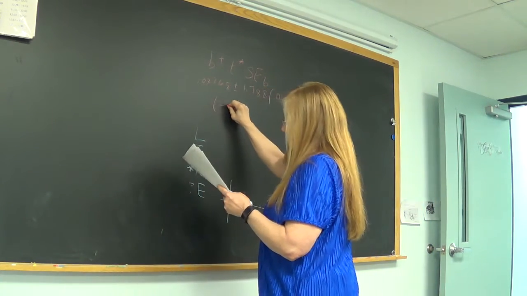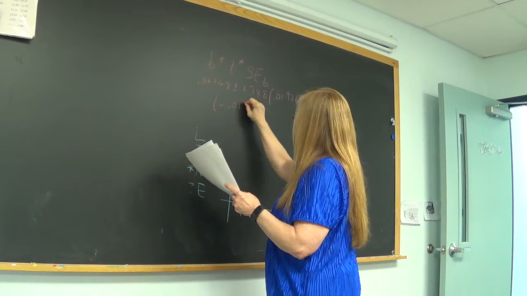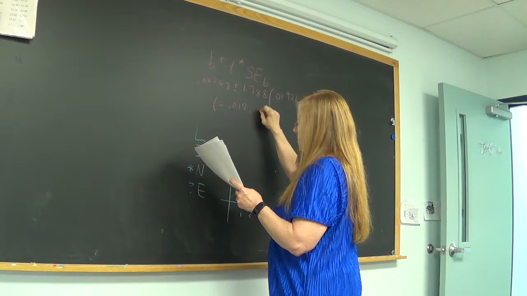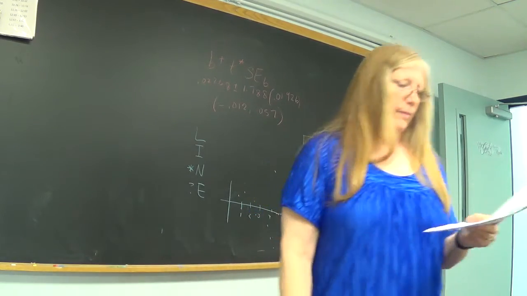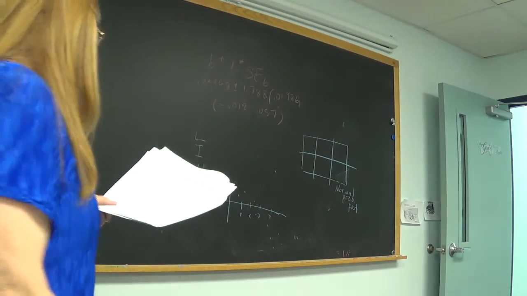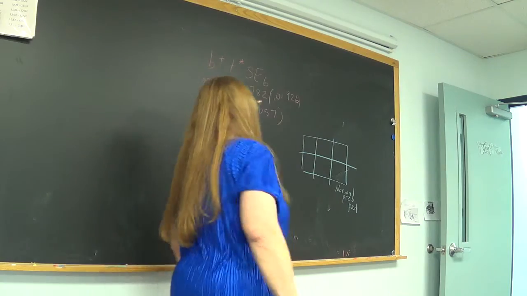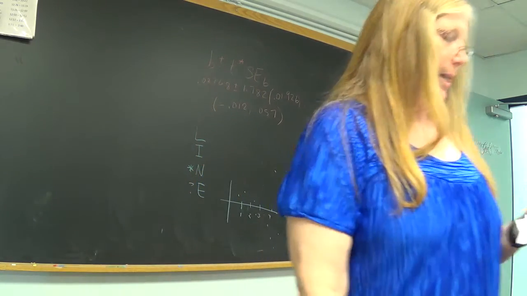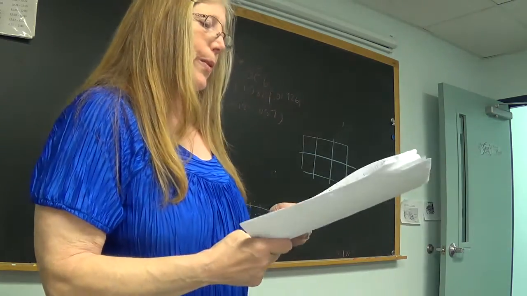I got the interval is negative 0.012, comma, 0.057. I got 1.782. I think Morgan did too for the t star. She said 2, I think. Is that what you said? Yeah, I'm sorry, 1.782. Okay, so that is our interval, and so we're supposed to interpret that.